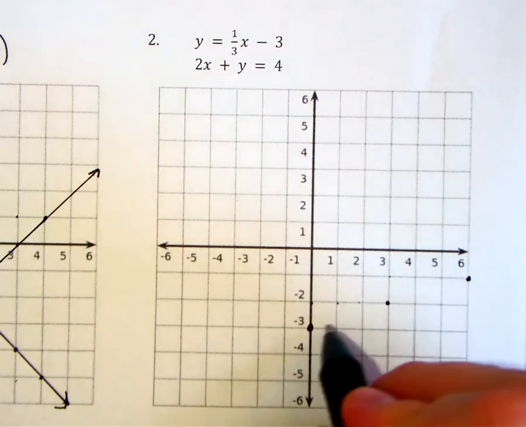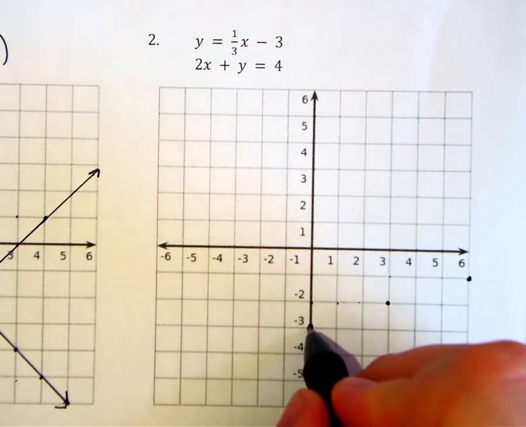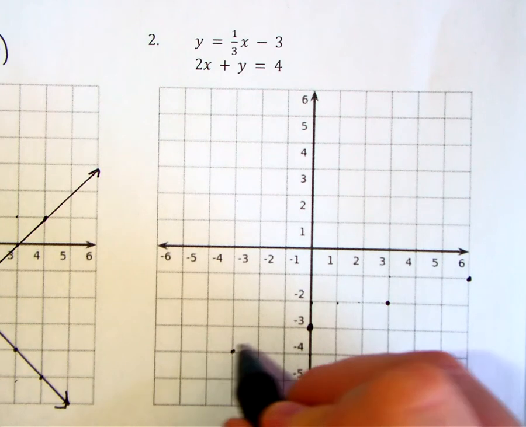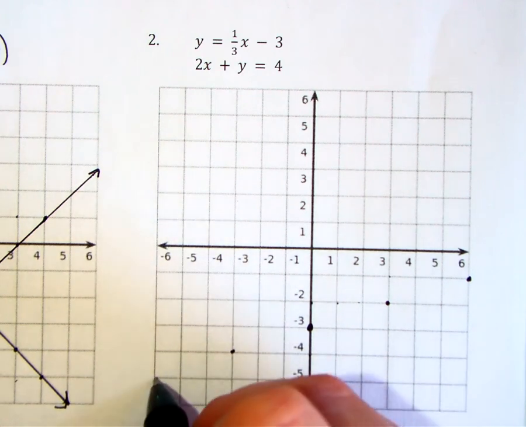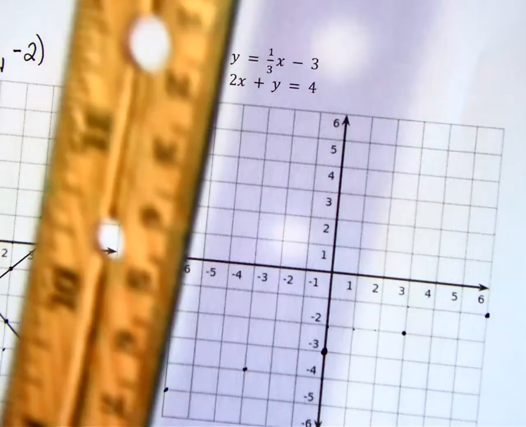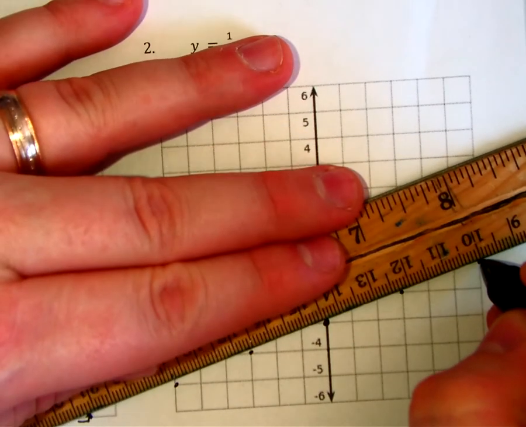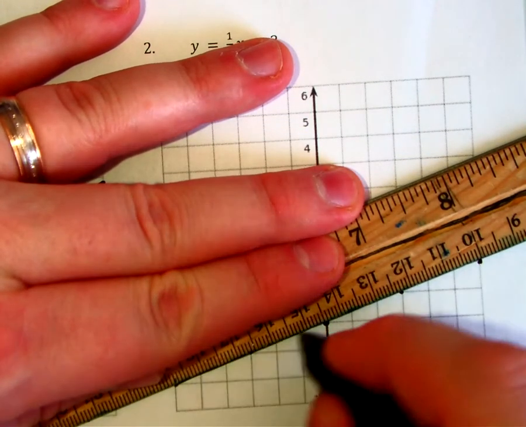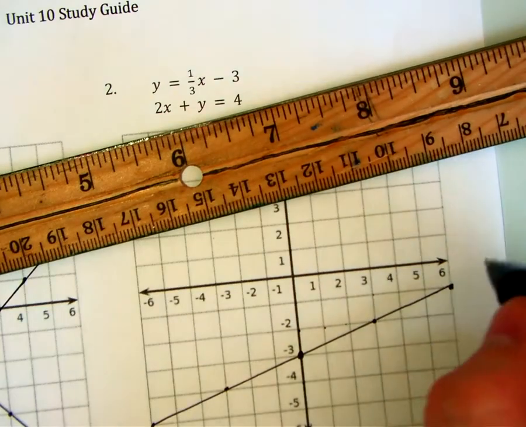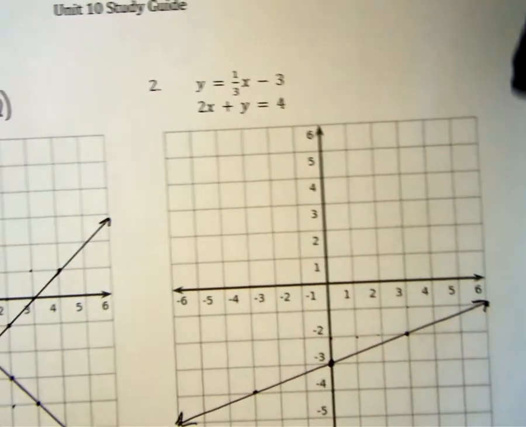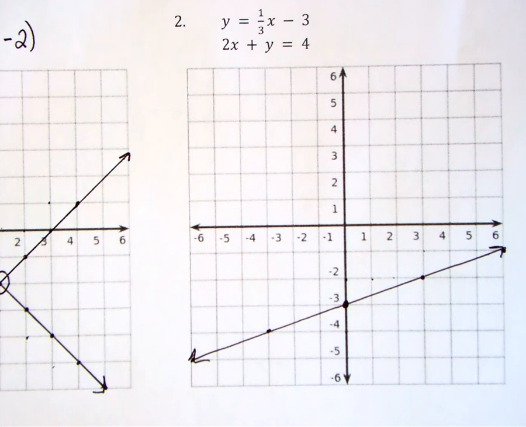I can see the direction already of the line, but I still like to go backwards. Backwards would be down 1, back 3, down 1, back 3. Those are the dots that I'm going to be connecting. Well, that's one equation.